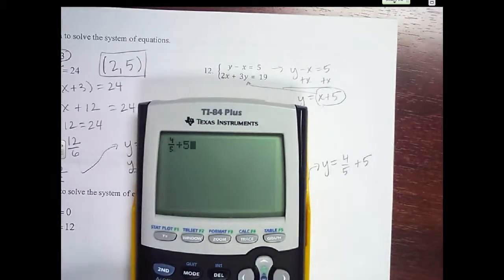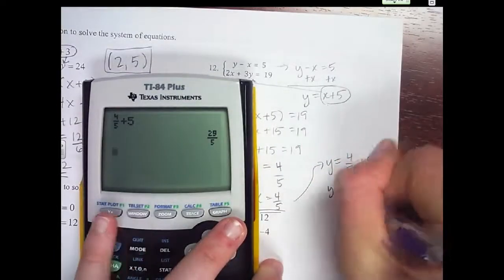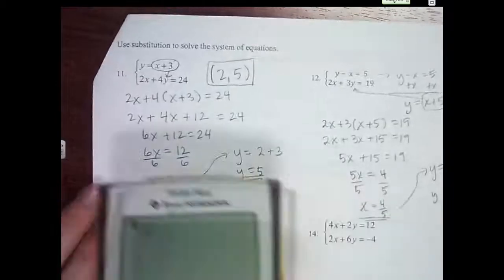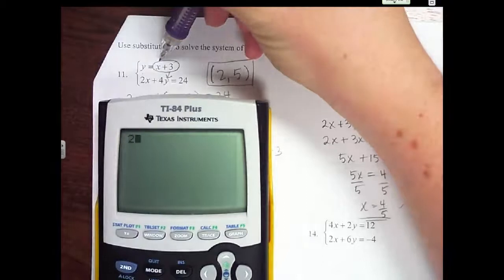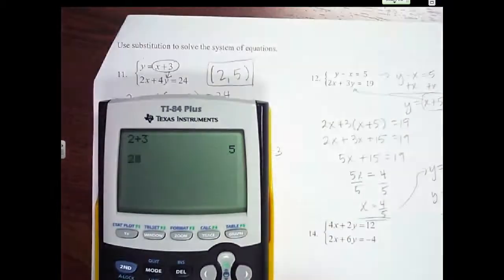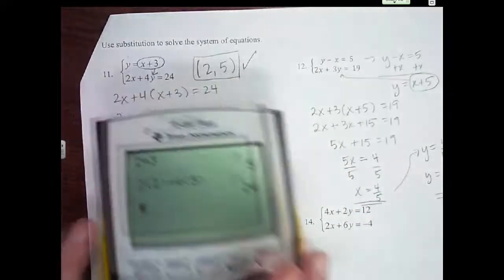4/5 plus 5. I got 29 over 5. Okay, now before I go on to 12, I want to come back to this one because I should have checked my answer here. So I'm going to plug in the x, 2, plus 3, and I got y, 5. I'm going to check this one. 2 times 2 plus 4 times 5 equals 24. Okay, so that works. So you should check your answers on your test.